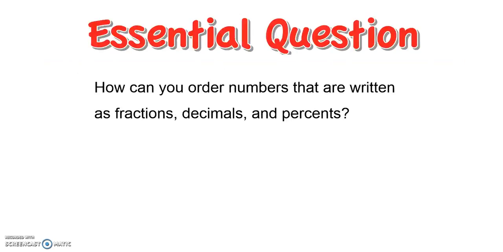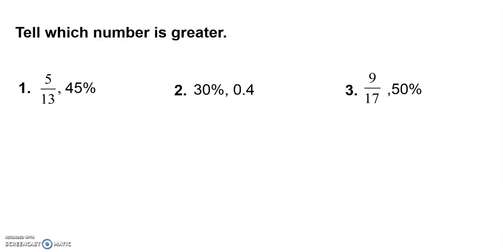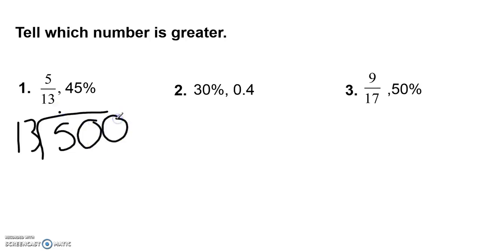So how can you order numbers that are written as fractions, decimals, and percents? Tell which number is greater. So we have to do the division for this. 5 on the inside, 13 out here. That doesn't work, so let's add some zeros.